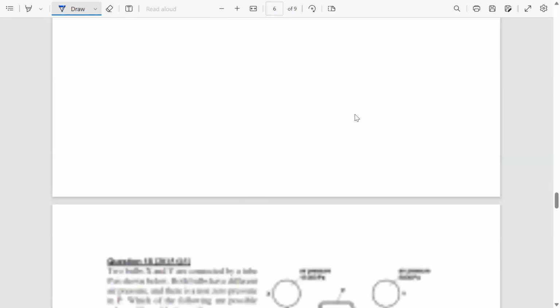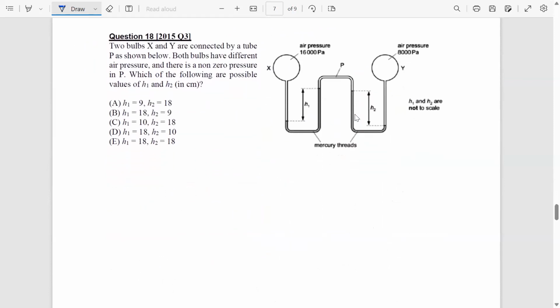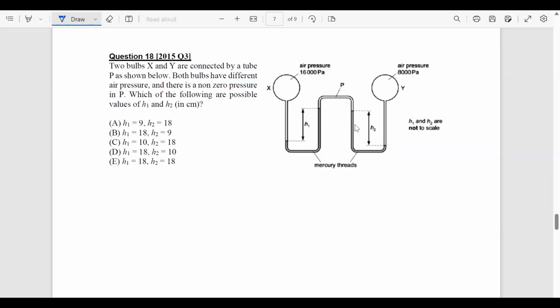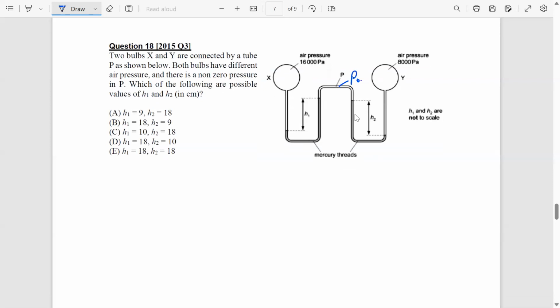Okay, then next one, question 18. Question 2015, question 3. Okay, so for this question, two bulbs X and Y are connected by a tube P as shown. Both bulbs have different air pressure. Which of the following are possible? So there's non-zero pressure. Let's call this P naught. Okay, we don't know the pressure.